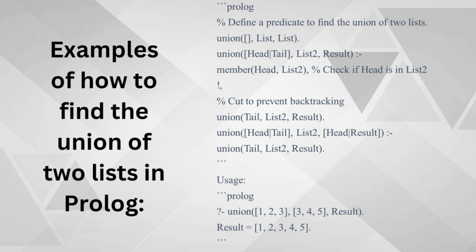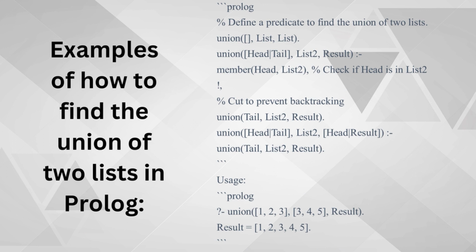Next, cut to prevent backtracking. How can we define it? Union tail, list to result. Union head and tail, comma, list to head and result, implies that union tail, list to result. So, how can we use it in Prolog?